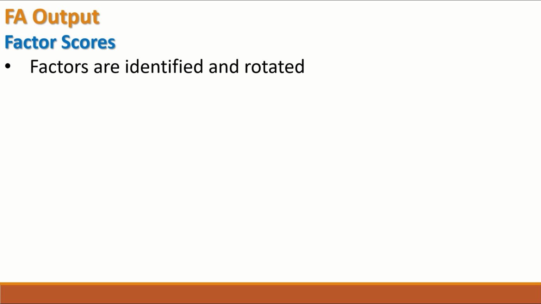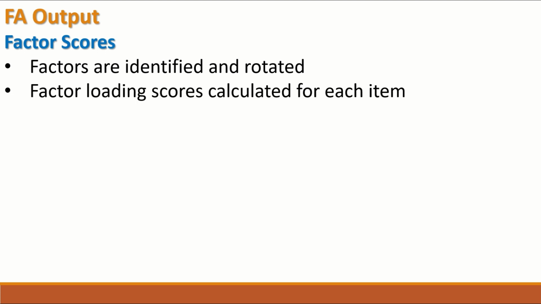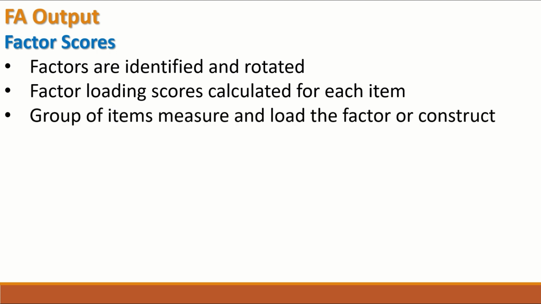An output from the factor analysis will generate factor scores. Once these factors are identified, rotated, and the items that load onto these factors are identified, then factor loading scores are calculated for each item, and the group of items that measure and load onto the factor or the construct are also identified. However, the FA analysis will only generate the number of factors or constructs that can be obtained by performing the FA. Then the statistician has to give these factors a proper label or name that represents what these items are measuring.